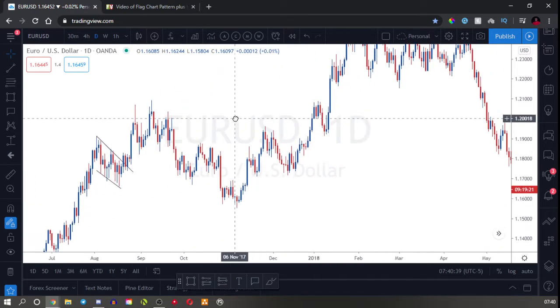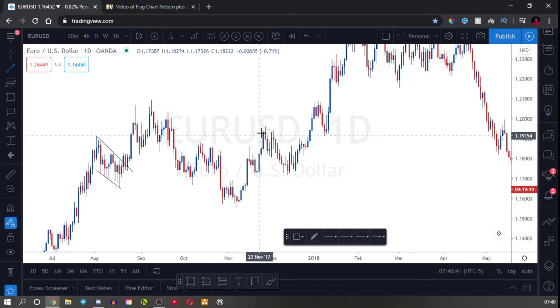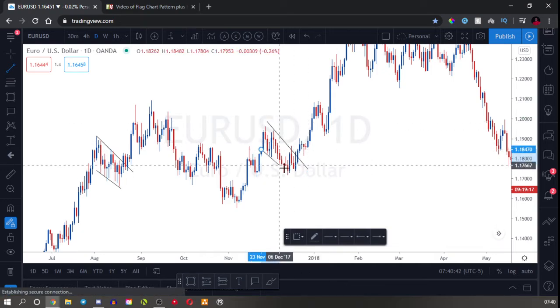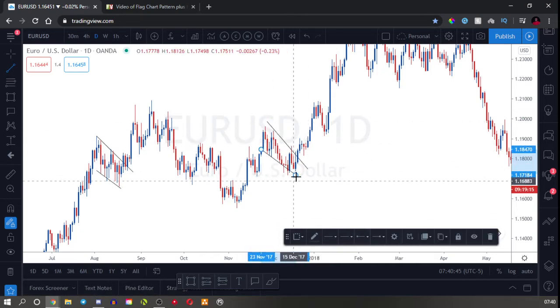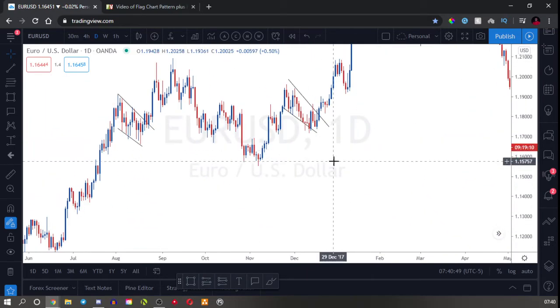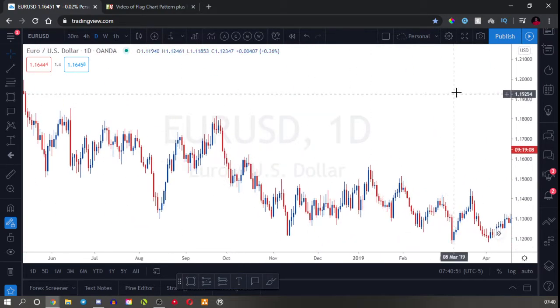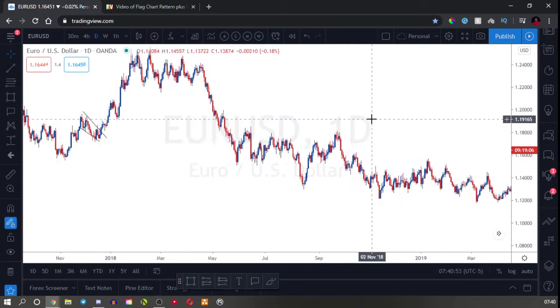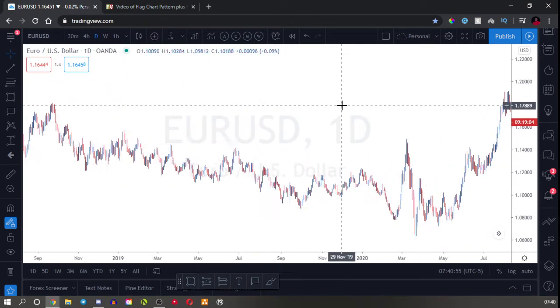Now let's go ahead and find another one right here. Impulse up, bullish flag there. Okay. Now let's go ahead and find a few bearish, just 2 bearish, and we're going to go ahead and move on.